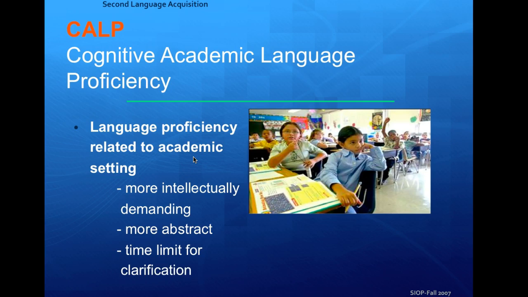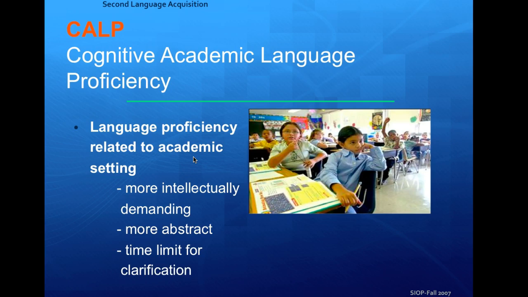So your second language learners are trying to catch up academically and they're trying to catch up linguistically. So they've got a double whammy when they're in school. New ideas, concepts, and language are presented to the students at the same time.